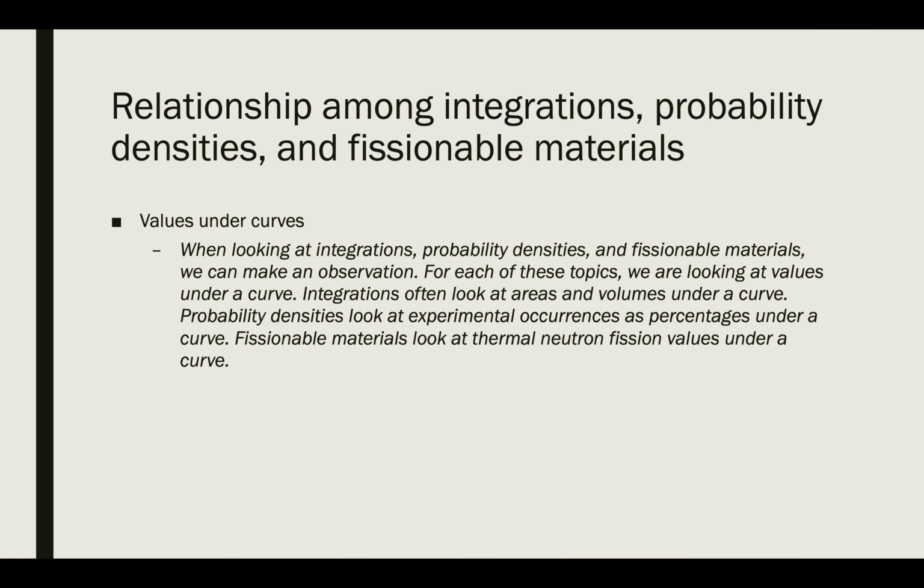So now let's talk about the relationship among integrations, probability densities, and fissionable materials. When looking at these, we can make an observation: for each of these topics, we're looking at values under a curve. For integrations, we often look at areas and volumes under a curve. For probability densities, we often look at experimental occurrences as percentages under a curve. And for fissionable materials, we look at thermal neutron fission values under a curve.